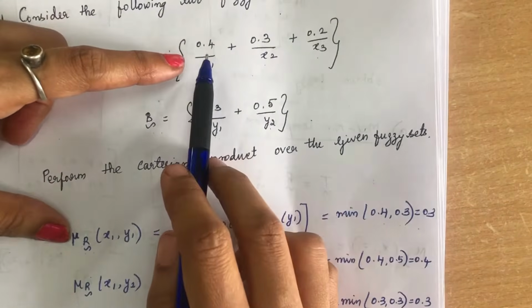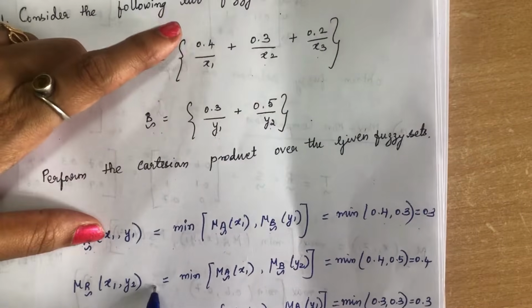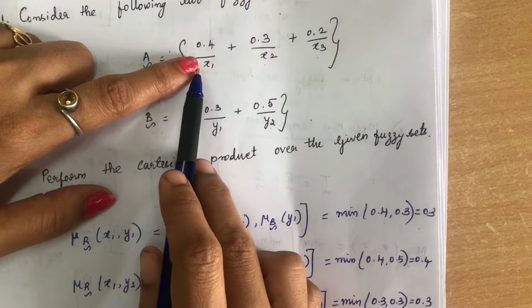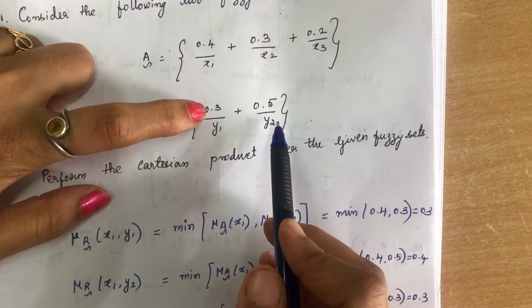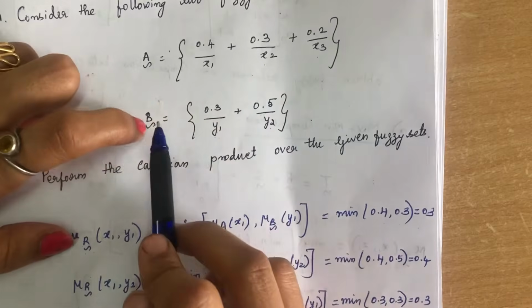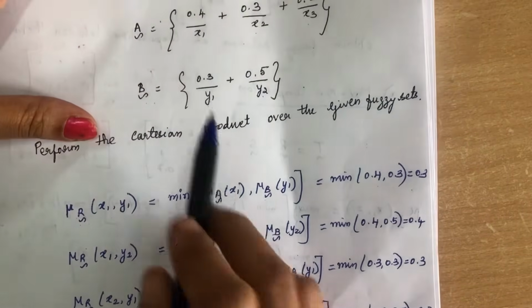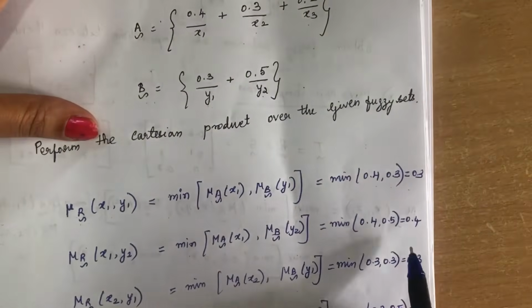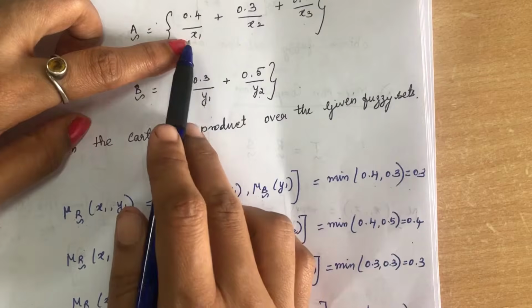Now we find the membership value between x1 and y2. It is the minimum of the membership value of x1 in fuzzy set A and the membership value of y2 in fuzzy set B. The minimum of 0.4 and 0.5 is 0.4. So we have found x1 with y1 and x1 with y2.